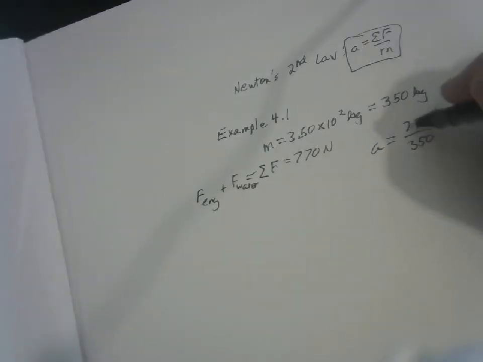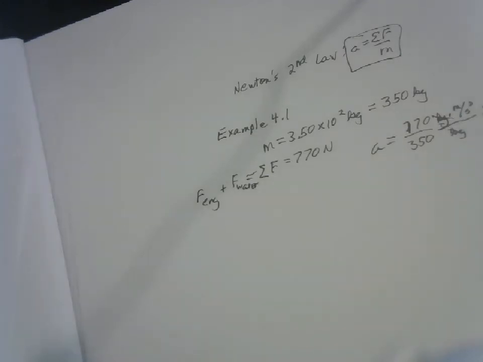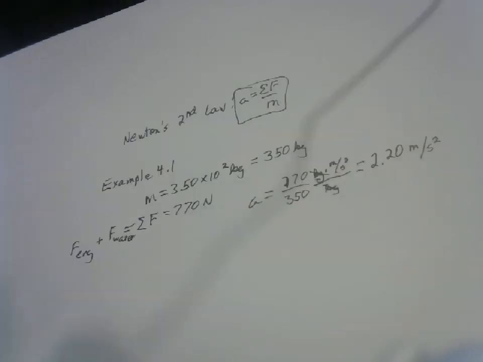Unit-wise, the 770 has units of newtons, which another way of writing it is kilogram meters per second squared, divided by kilograms, and the kilograms cancel out, and we have exactly 2.2 meters per second squared.